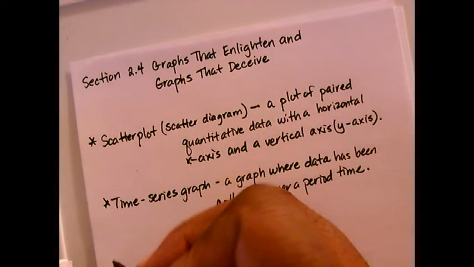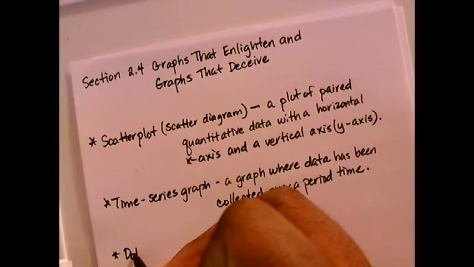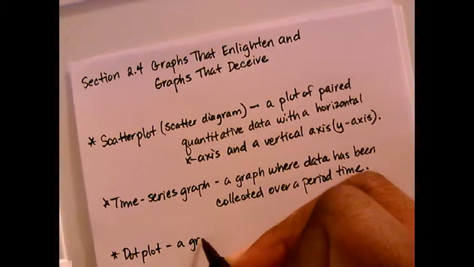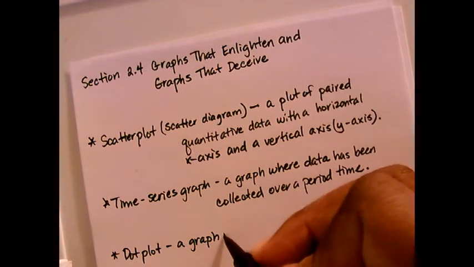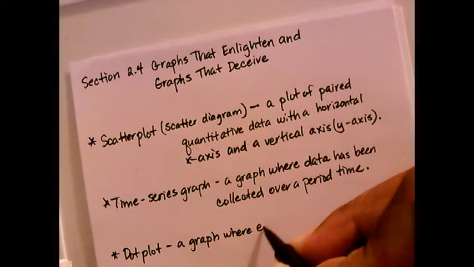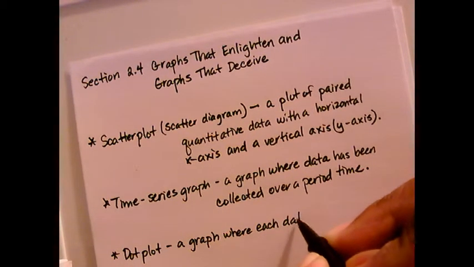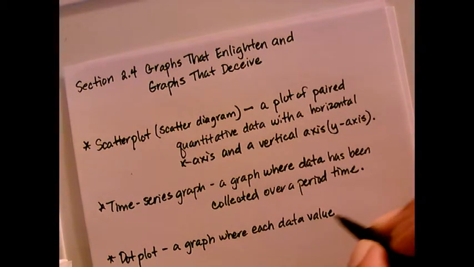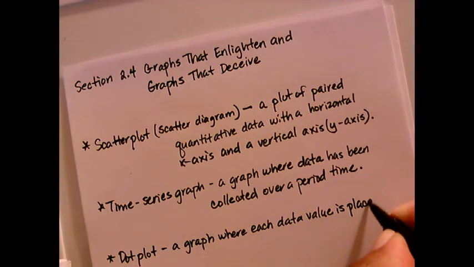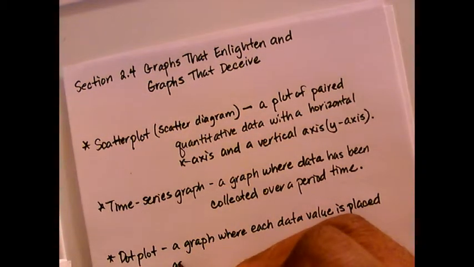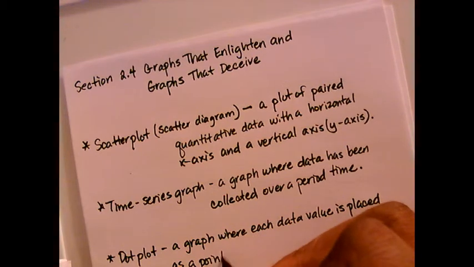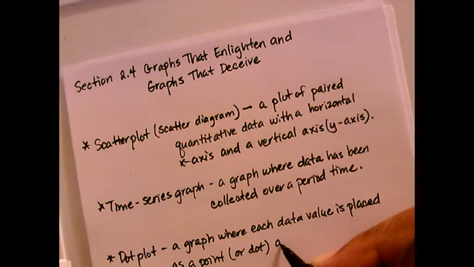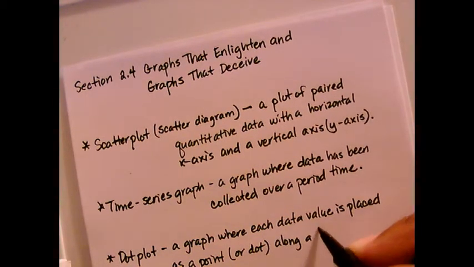Alright, the next type is a dot plot. And what a dot plot is, it is a graph where each data value is going to be placed as a point. It's placed as a point, or it could be a dot. That's why it's called a dot plot, along a horizontal scale.